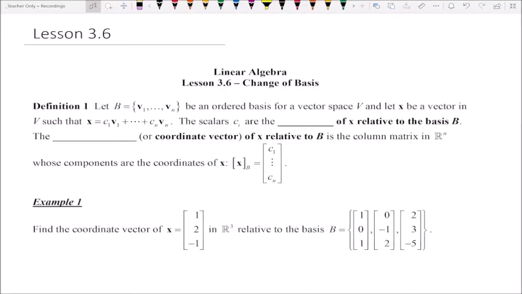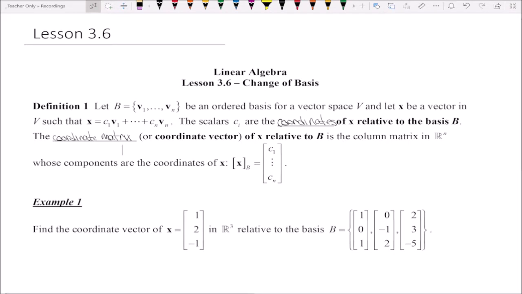Let B be an ordered basis for a vector space V, and let X be a vector in V, such that X is c1v1 plus so on and so forth, plus cnvn. The scalars ci are the coordinates of X relative to the basis B. The coordinate matrix, also called the coordinate vector of X relative to B, is the column matrix in Rn whose components are the coordinates of X. It's represented as this, [X]_B, and it's just the column matrix of all the c's.